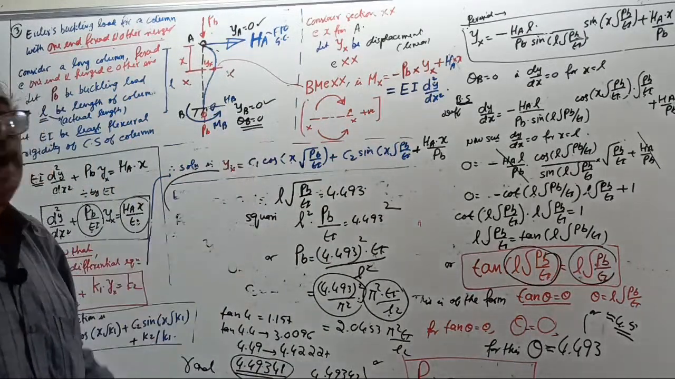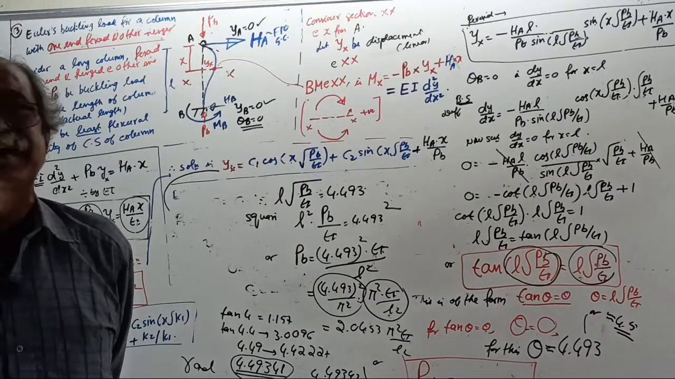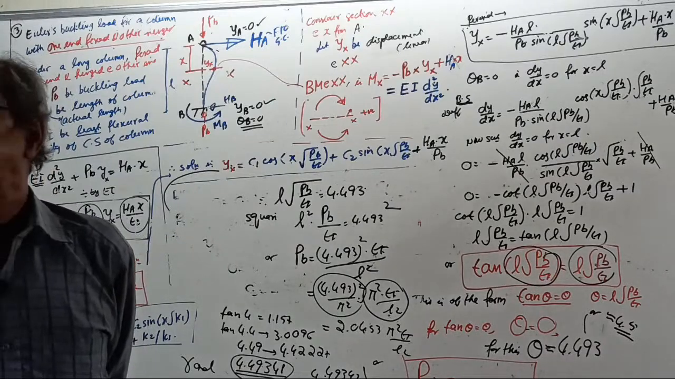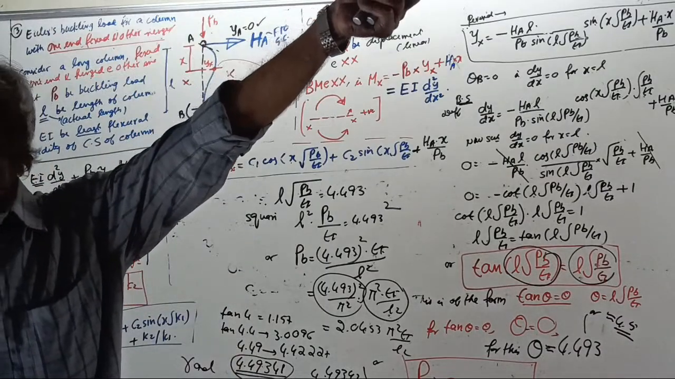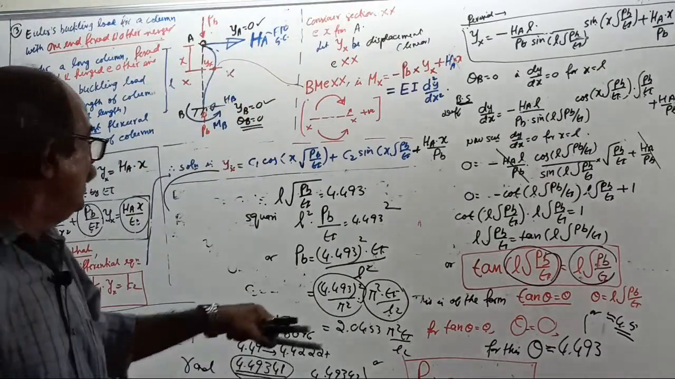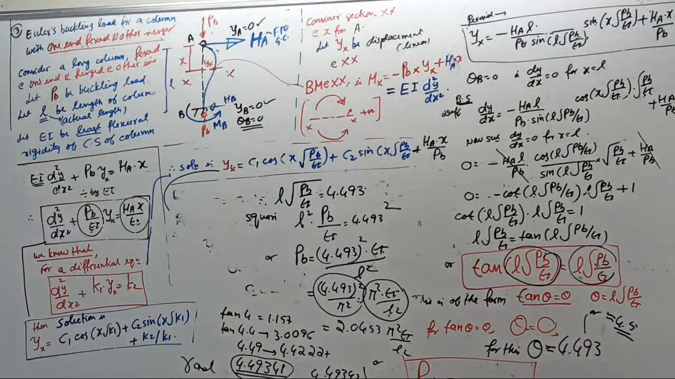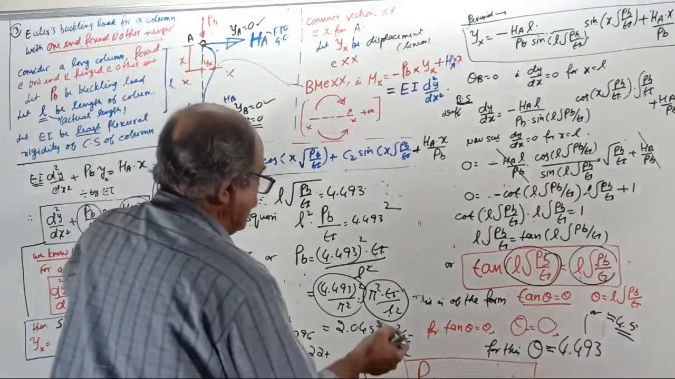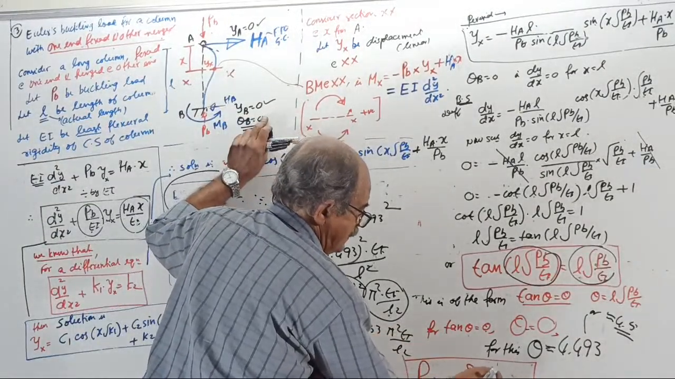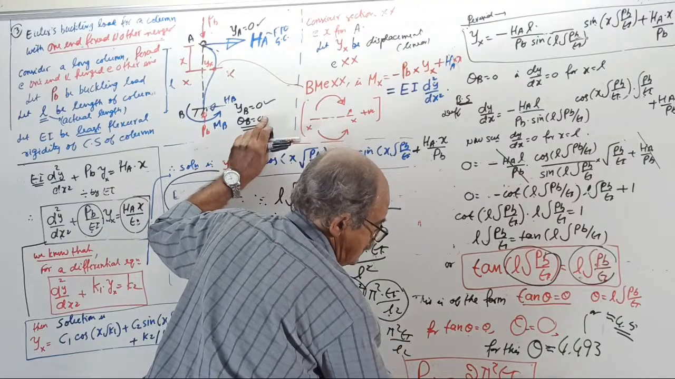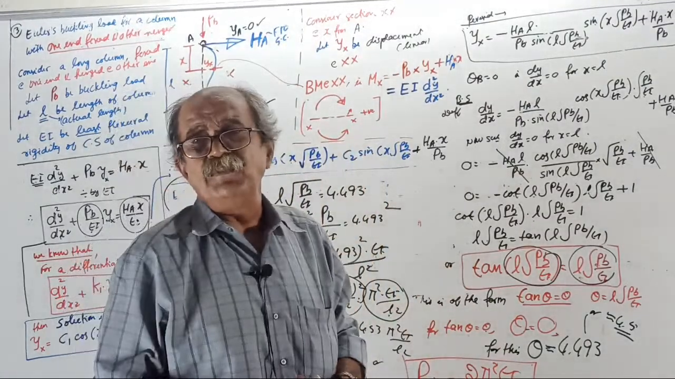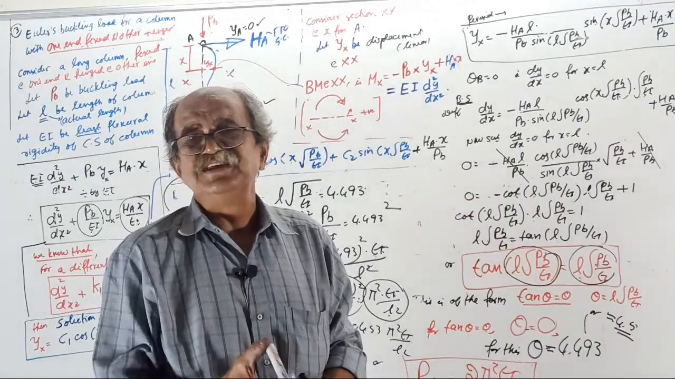See, first, pi square EI by L square is an exact answer. Second, 4 pi square EI by L square, exact answer. Next coming up, pi square EI by 4L square is exact. Only one of them is approximate. Universally, nobody takes 2.045. They take 2 pi square EI by L square. This is the buckling load for the column when one end is fixed and the other is hinged.